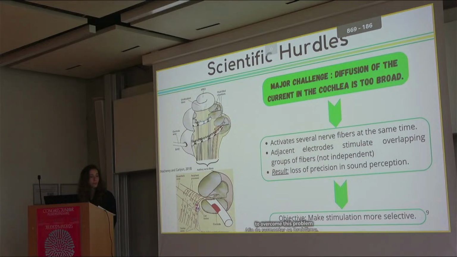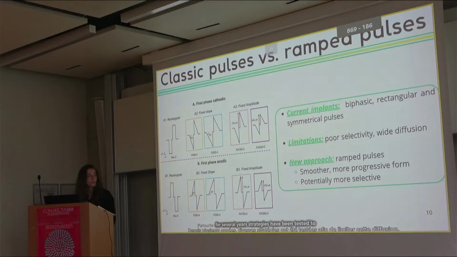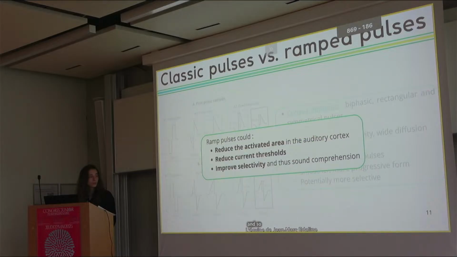To overcome this problem, it is crucial to understand how different forms of electrical pulses activate auditory nerve fibers. For several years, strategies have been tested to limit this diffusion, particularly by modifying the shape of electrical pulses. Most implants use biphasic, symmetrical, and rectangular pulses. However, recent studies suggest that round pulses, which you can see here, could be more effective in activating the auditory nerve fibers. And so, Jean-Marc Edeline's team has conducted extensive research on the effectiveness of round pulses.